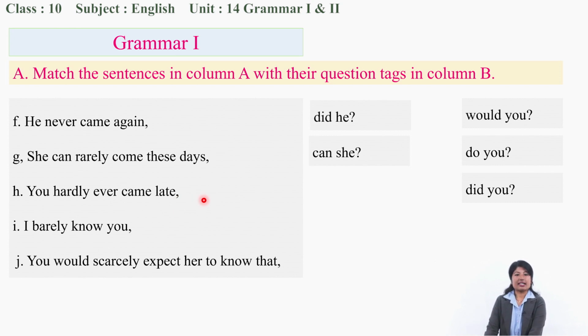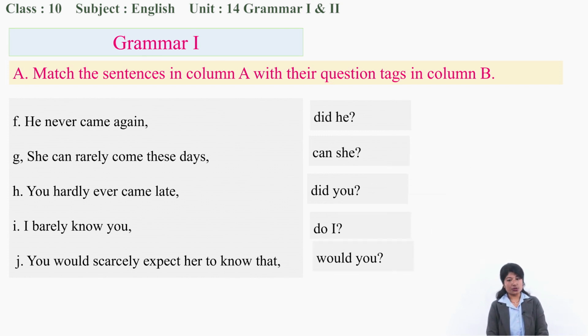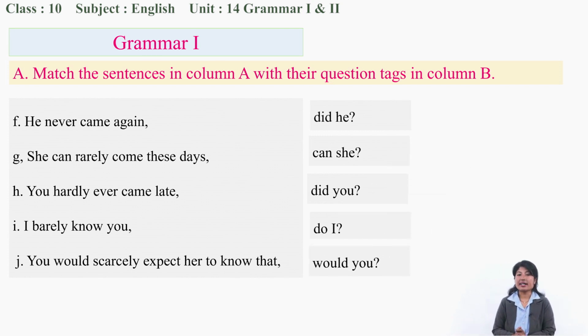So the tag that can be added is, did you? I. I barely know you. What would be the right option? Do I? Okay. And then J. You would scarcely expect her to know that. Of course, would you? Okay, we are following the same pattern.